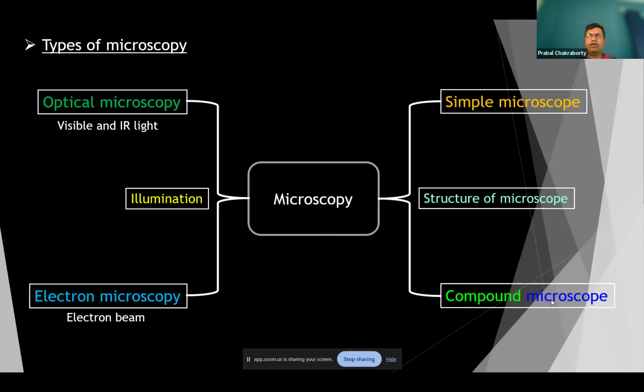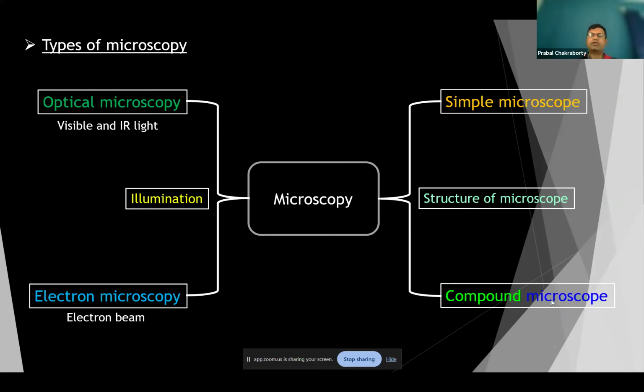And if we very grossly divide microscopy, there are two different types of microscopy technique based on the illumination type. We can divide them into optical microscopy, where we use light photons or light particles for illuminating the sample. We generally use visible or IR light, and there are some other options also. And there is the very common electron microscopy, where you use an electron beam for illuminating our sample. So these are the two broad types of microscopy.